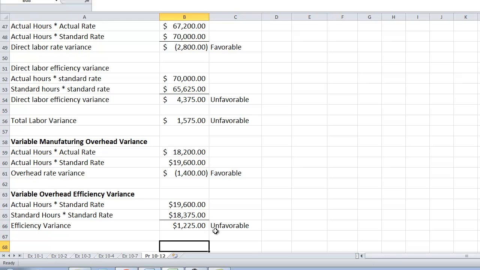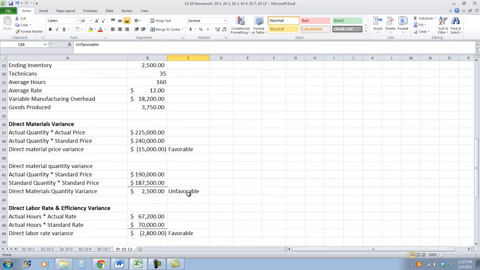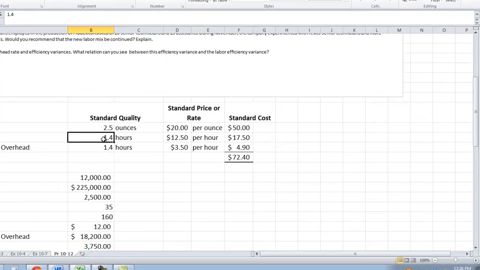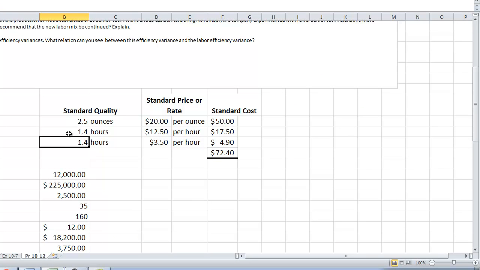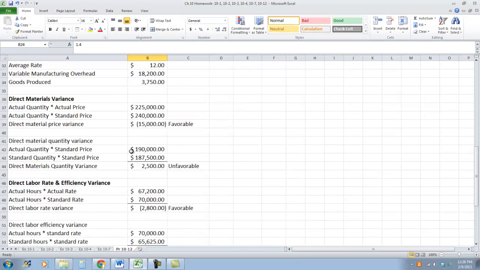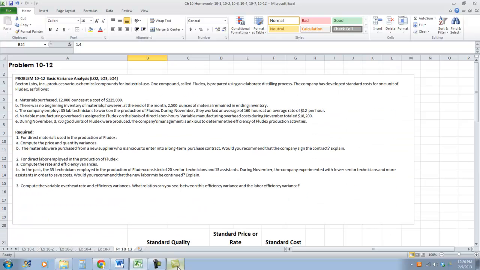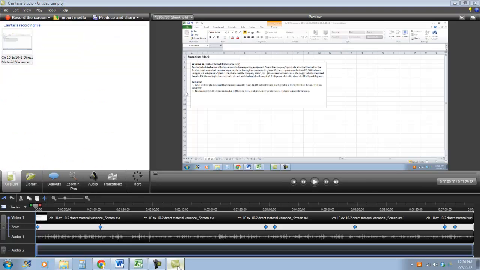So how do the labor and the overhead efficiency variances relate? Well, they're both unfavorable, but here's why. Manufacturing overhead is based on direct labor hours. If we are inefficient, or it takes us longer because we were using assistants and not senior technicians, then we'll be inefficient in our variable manufacturing overhead because it's taking us longer to do the process. So this was a basic analysis of all the variances.